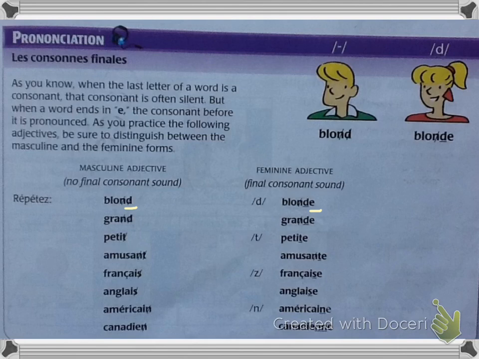Canadienne. So remember, it is important as you use adjectives to describe people that you make sure you pronounce your adjective correctly, because you don't want to be talking about a girl and say grand, and you don't want to be talking about a boy and say grande.